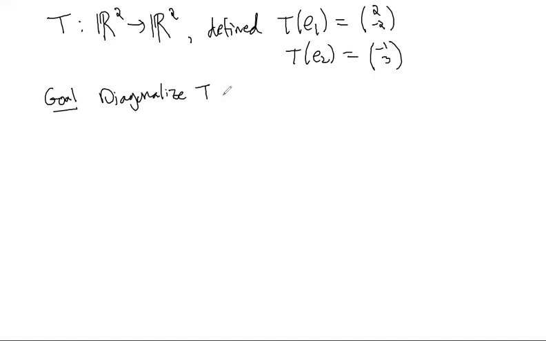So we should figure out what it means to diagonalize a linear transformation as opposed to a matrix, and then try to see what that really means. Why don't we first start by writing T as a matrix? So how do we do that?